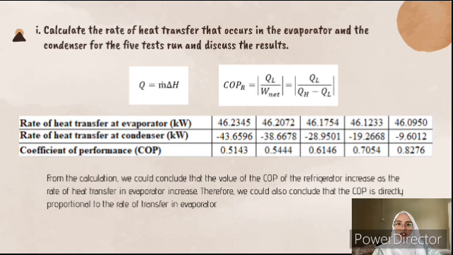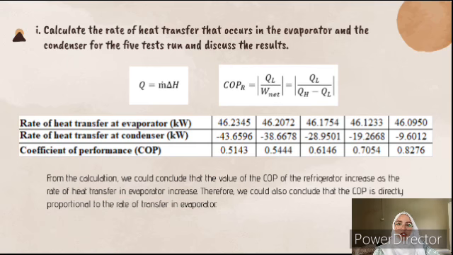calculate the rate of heat transfer of the condenser by using different flow rates for each test. Thus, from this, we could get that QH for test 1 to 5 is equal to negative 43.6596, negative 38.666678, negative 28.9502, negative 19.2668, and negative 9.0612 respectively.